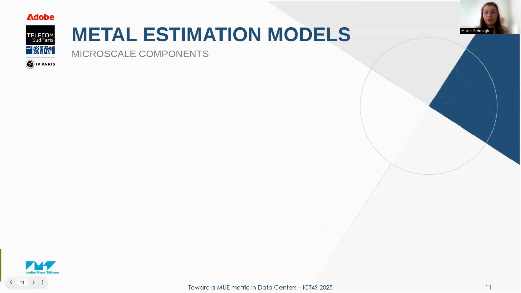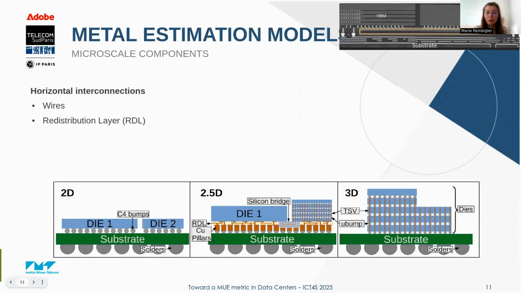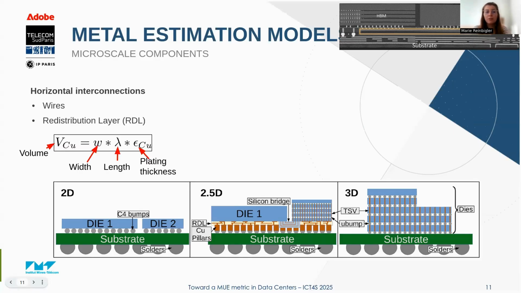And actually, inside the chip, there is a high copper content, which is located in the interconnections. So first we have horizontal interconnections, which can be wires or redistribution layers. We have an example of those two at the bottom. And we can estimate the copper content by considering the geometrical shape of a wire or redistribution layer. So it's expressed as the width multiplied by the length multiplied by the plating thickness.